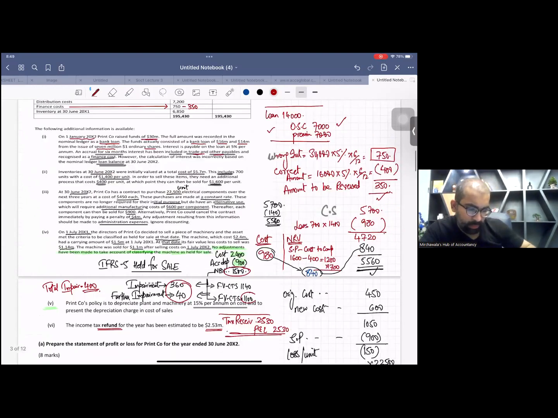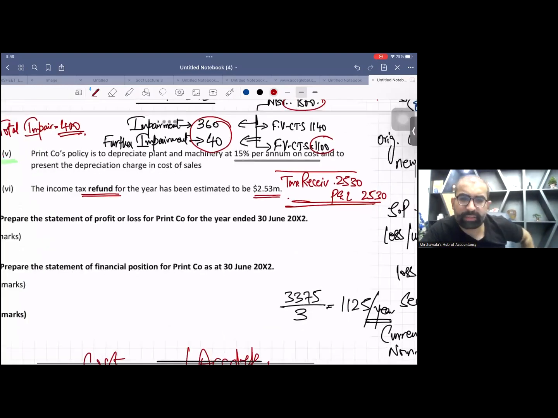This is the last adjustment. You can see it's simply income, the tax refund. It's not tax expense, it's tax income. Normally we get a refund when we are in losses, so the tax department gives us relief.